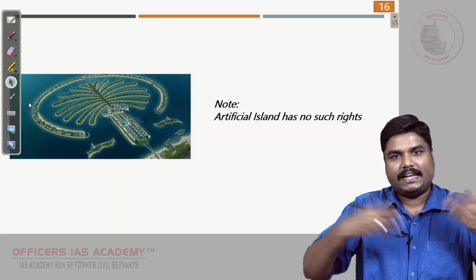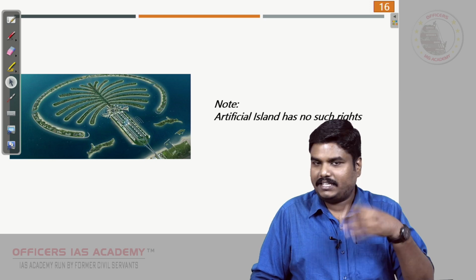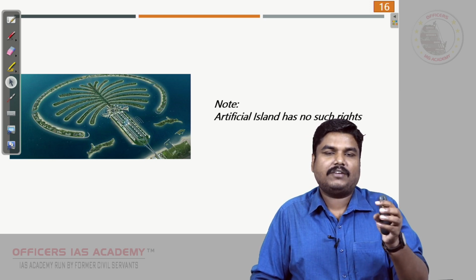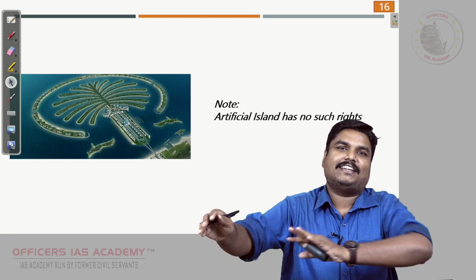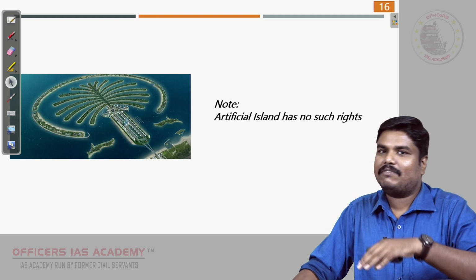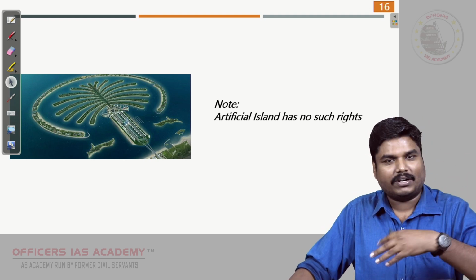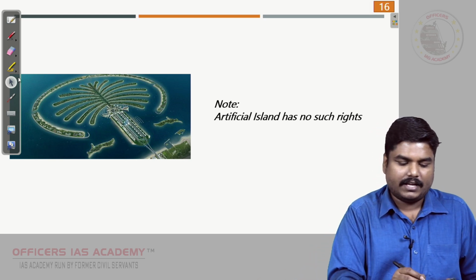But if a country has an island which is habitable, which has drinking water, availability of drinking water being one parameter to say that habitation is possible, then that island will also have rights like territorial waters, etc. Artificial islands will not have any such rights, right?